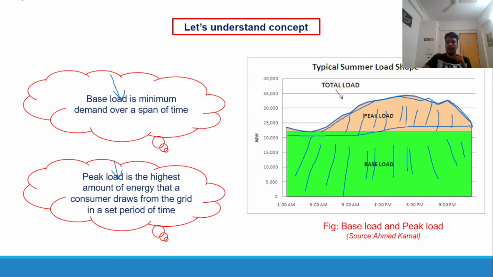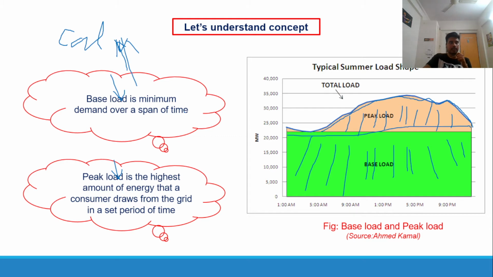These base load and peak load are very important to design any power plant, for example hydroelectric power plants. Coal power plants are much more flexible. If there is a change in peak load, we can always increase the power. We can put some more coal and increase the power. If there is less demand, we can put less coal and reduce the power.